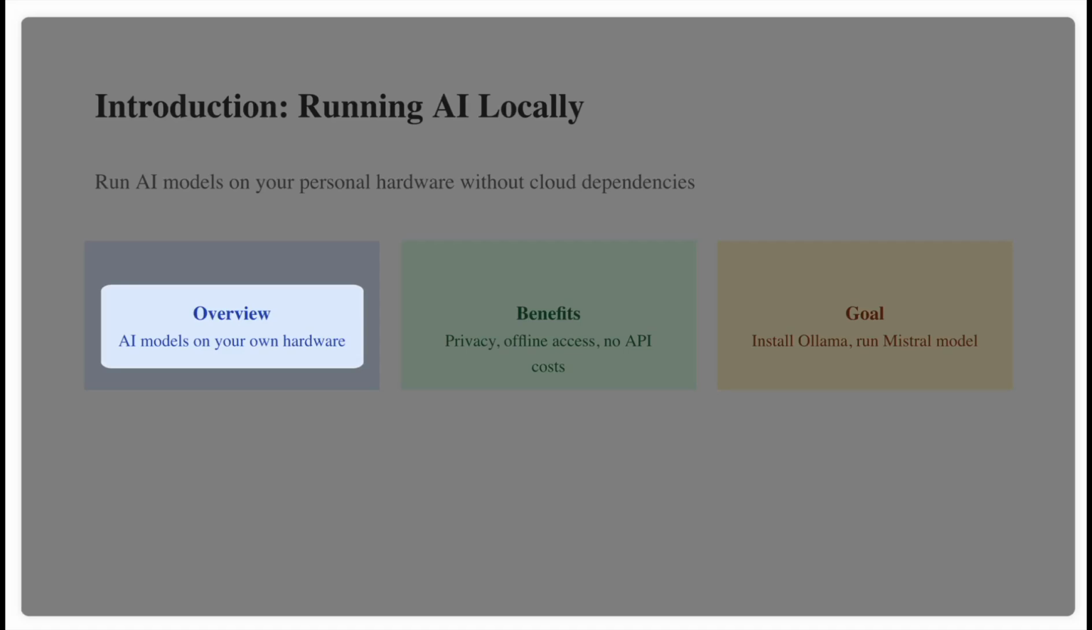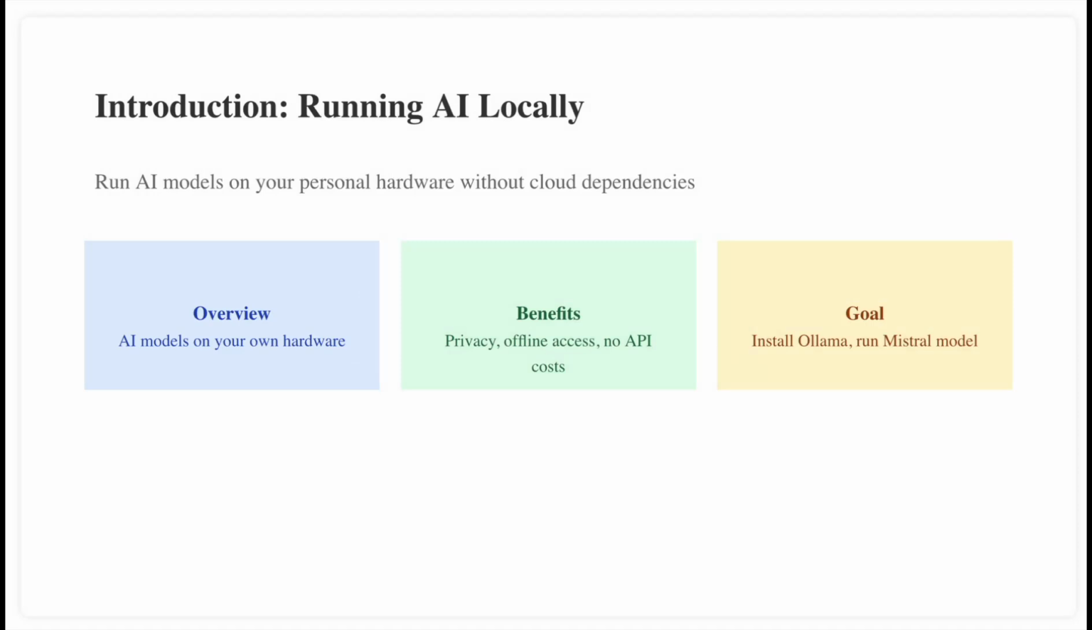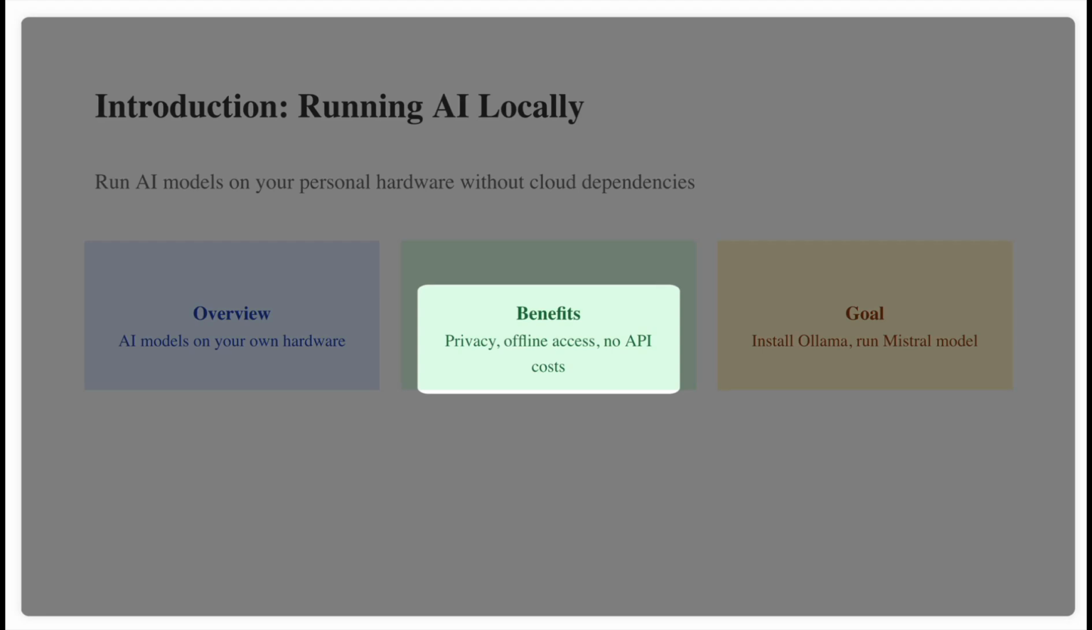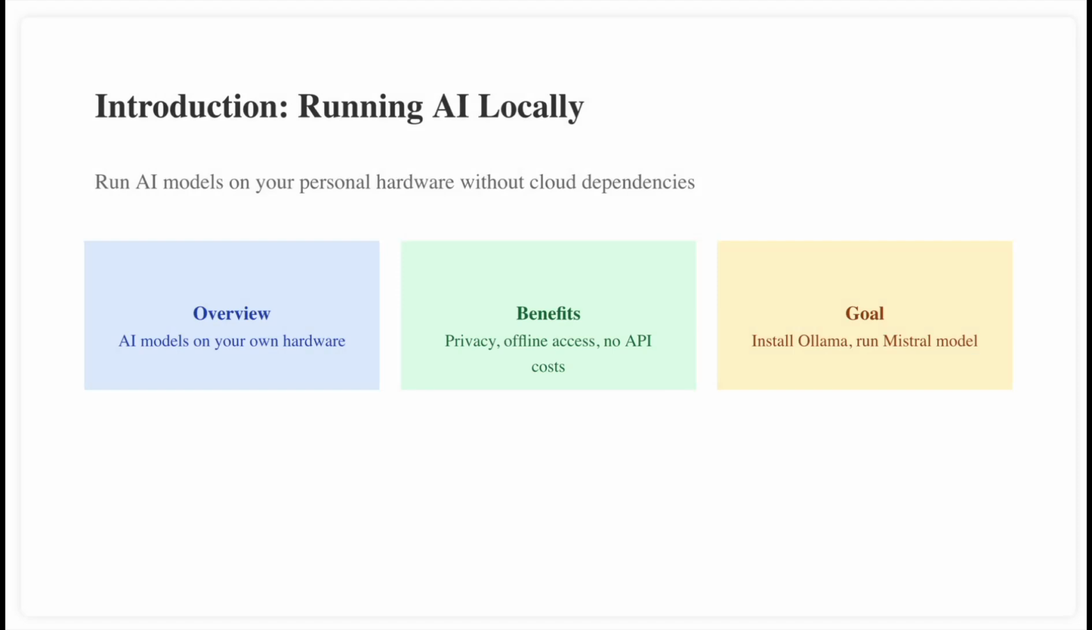Today, we're going to learn how to run AI models on your own hardware. This means you'll have complete control over your AI tools, running them directly on your personal computer. Why do this? There are three major benefits. First, privacy. Your data never leaves your machine. Second, offline access. You can use AI even without internet. And third, no API costs. You won't be paying per request to cloud services.